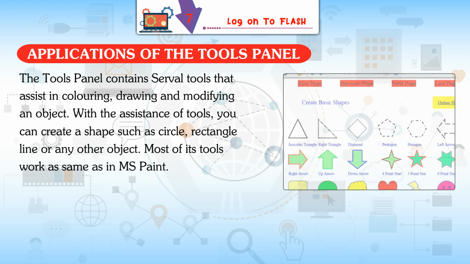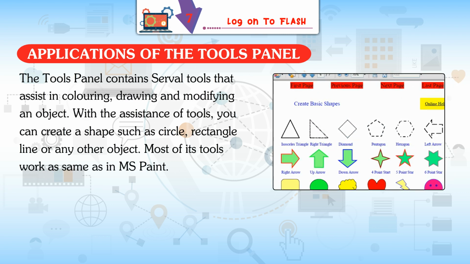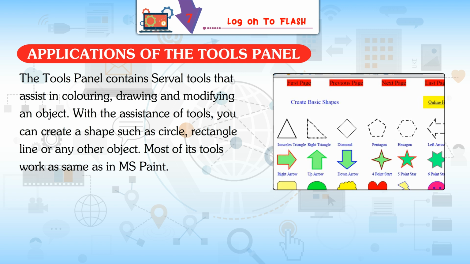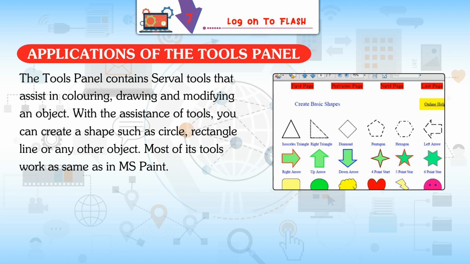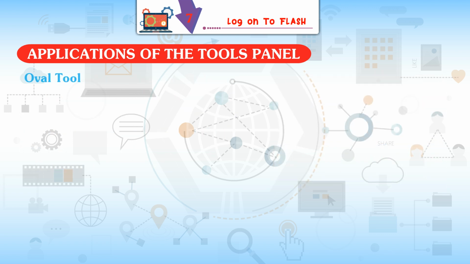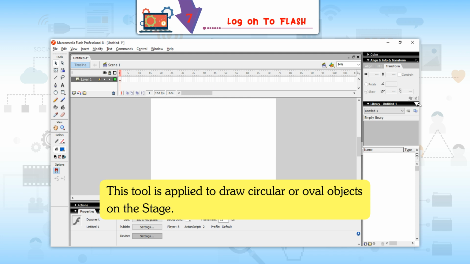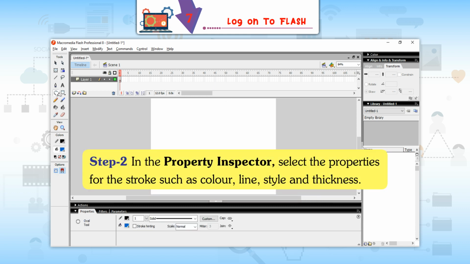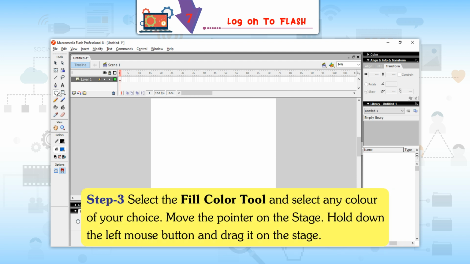Applications of the Tools panel. The Tools panel contains several tools that assist in coloring, drawing, and modifying an object. With the assistance of tools, you can create a shape such as a circle, rectangle, line, or any other object. Most of its tools work the same as MS Paint. Oval tool. This tool is applied to draw circular or oval objects on the stage. Step 1. Select the Oval tool. Step 2. In the Property Inspector, select the properties for the stroke such as color, line style, and thickness. Step 3. Select the Fill Color tool and select any color of your choice.